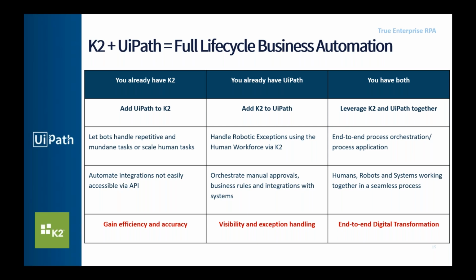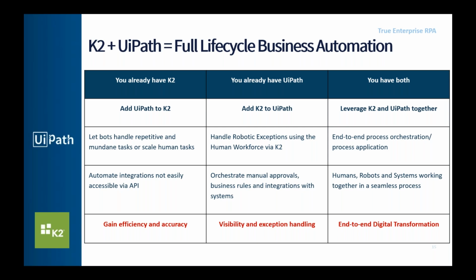On the other hand, if you already have UiPath and you want to add K2 to a UiPath scenario, this lights up some very interesting scenarios, and it allows K2 to handle any of the robotic exceptions. Maybe if something goes wrong inside this standard process and we need to involve a human, we can hand that off to K2 to get a human involved to put some input into the process and make a decision. What this allows us to do is orchestrate manual approvals. It gives us business rules and integrations with systems, and the end result is visibility and exception handling across that process.